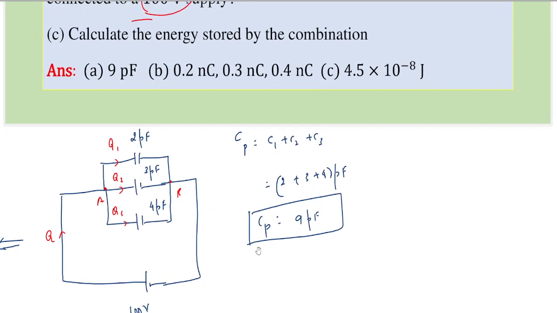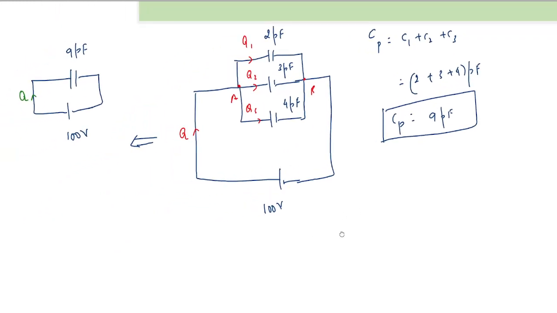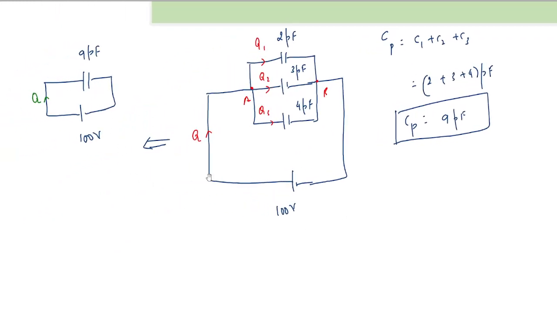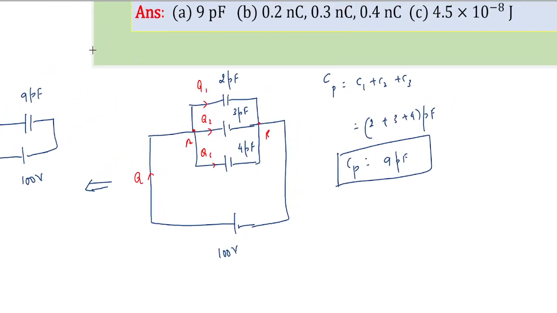Part 2 says, determine the charge on each capacitor if the combination is connected to a 100-volt battery. We can do this in two ways. We can find the total charge coming here and divide it using proportions, or in a simpler way, in a parallel combination the charge across each would vary, but since these are in parallel, the voltage drop across each would be the same. It will be 100 volt across each capacitor. So with that in mind, we can use the second method.